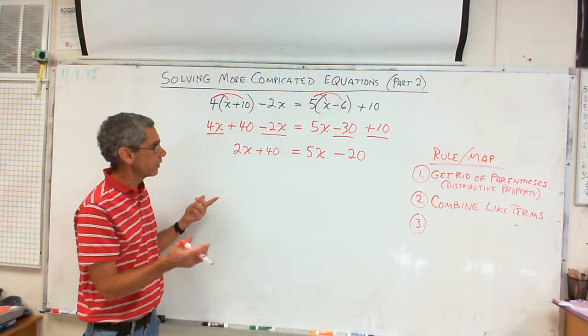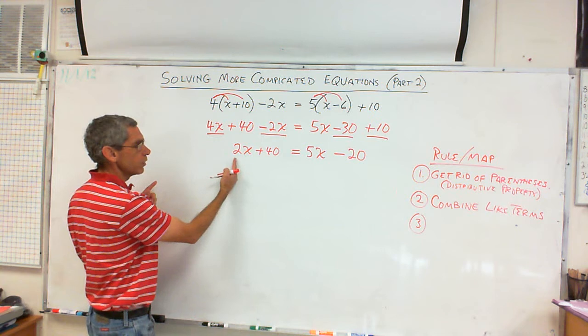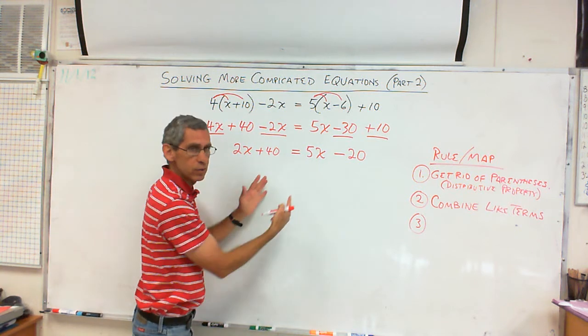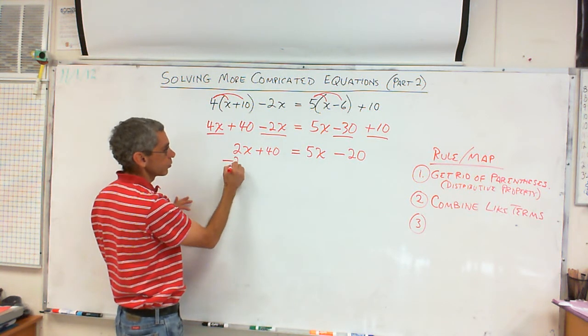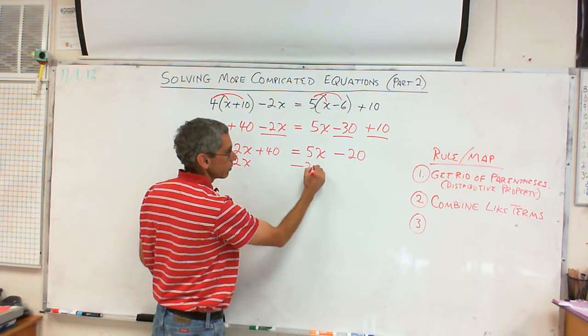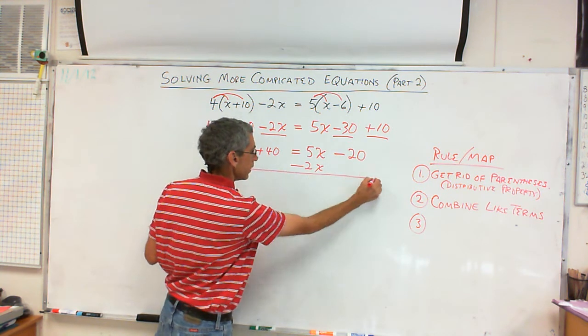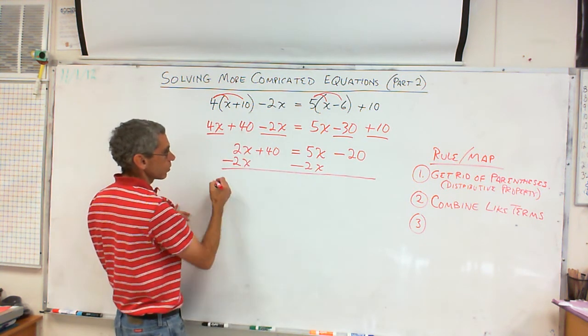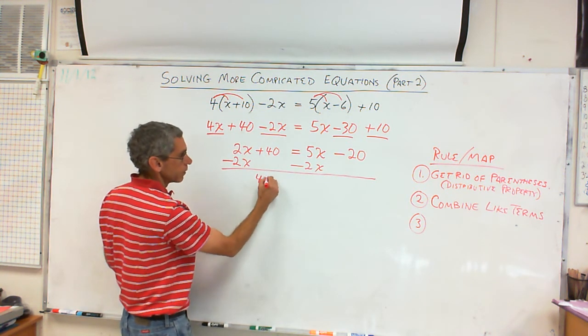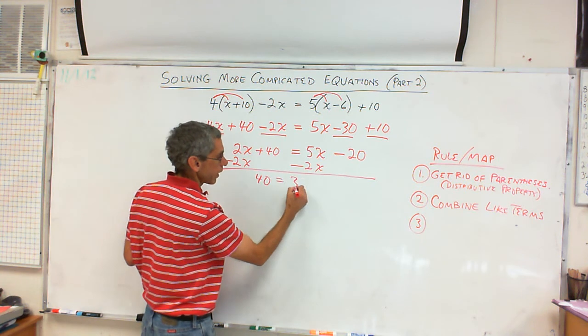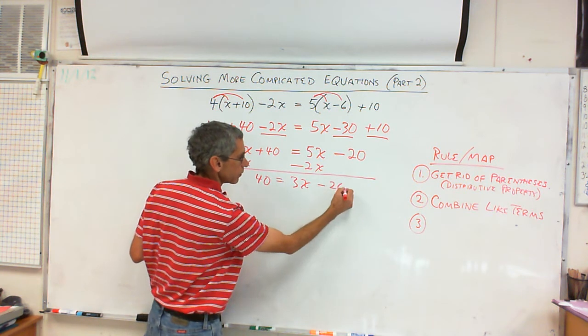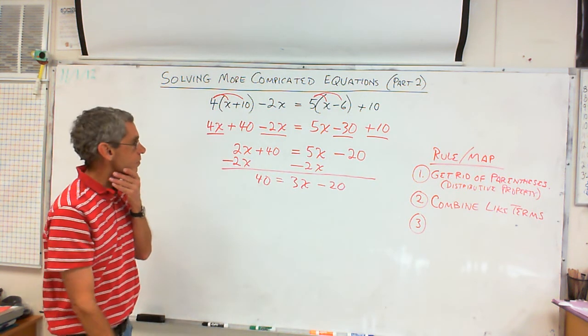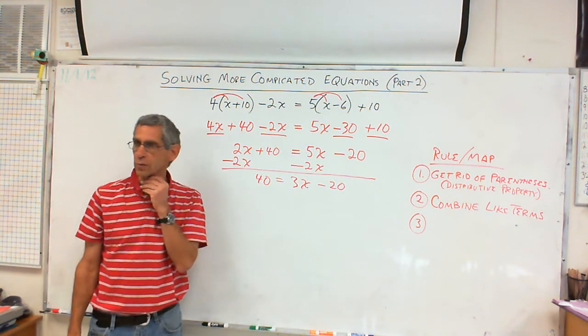So how would I describe that? I'm going to take the smaller number of x's and move them to the other side. So I'm going to subtract 2x. I'm going to draw my line. And that's going to give me those cross out. So I get 40 equals 3x minus 20. So how would I describe that? What did I do? I need help on this one. I don't know how to describe it.